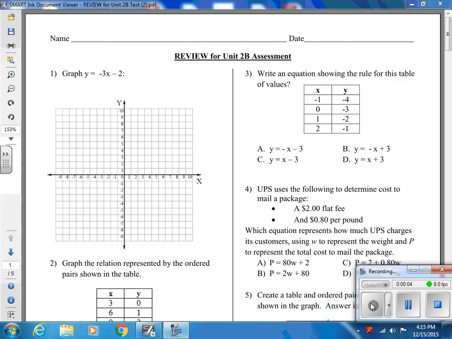This video is going to show you the answers to the test review for the upcoming test on functions, as well as talk you through any explanations that you need to understand the problems so that you can do well on the actual test.